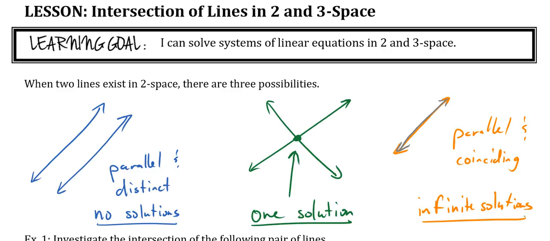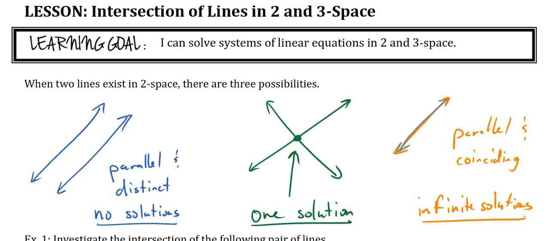Their equations look slightly different. But anyway, you could have two lines that turn out to be the same line, and so they touch everywhere. There are infinite solutions to that linear system. Or you can have no solutions if they're parallel and distinct, or you can have one solution.